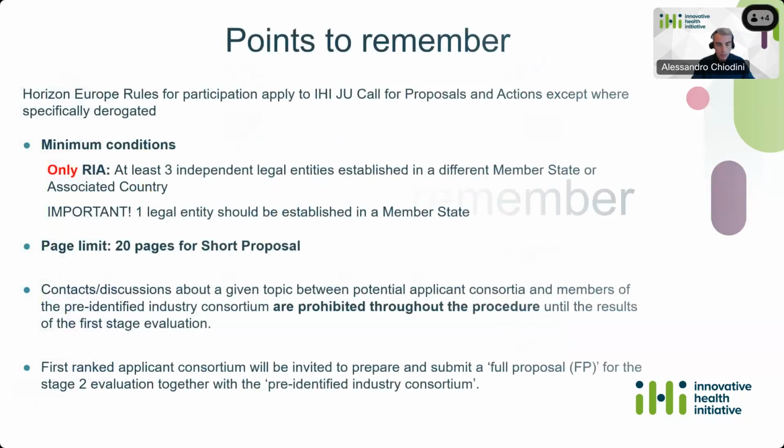So a few points that I would like to, there are only two slides related to this. So I would like to recap some important points that you need to remember, as this is all the information that was scattered along the presentation. So the type of action is research and innovation action. So your proposal should have research and innovation components. Again, the 3 independent legal entities in different member states is important, is relevant for you. Also, please remember that at least one legal entity should be established in a member state.